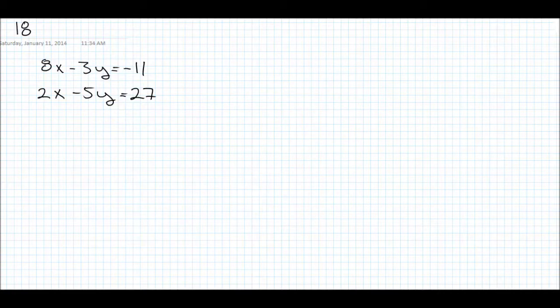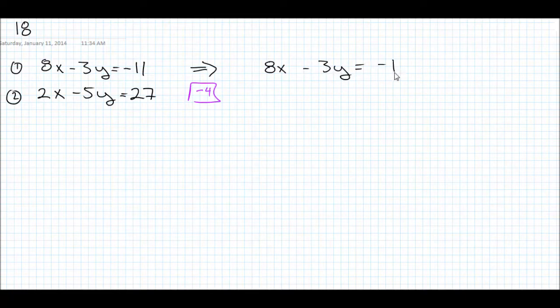Going to number 18. By inspection, you can see you can multiply the bottom equation by 4 to get x coefficients to both be 8. And again, we'd like them to be opposite coefficients, so we'd like to multiply the bottom equation by a negative 4 if we can do that. So I believe we can. So let's multiply by a negative 4. And again, the top equation, we're just going to slide over and rewrite it: 8x minus 3y equals negative 11.